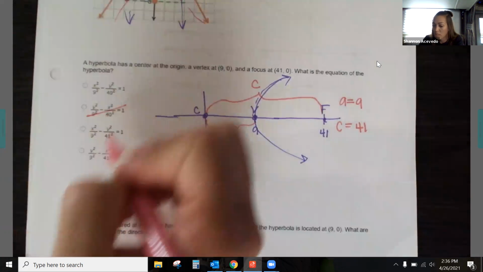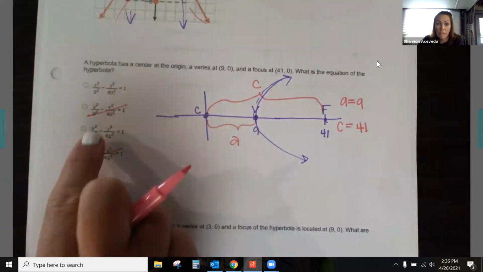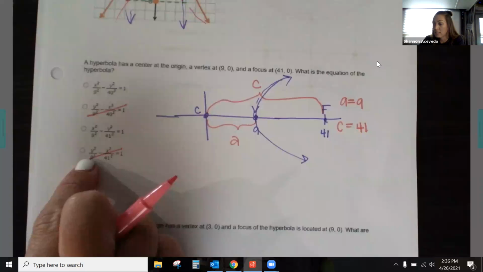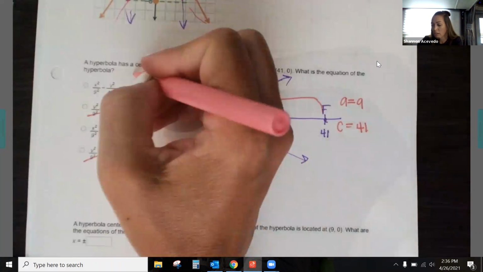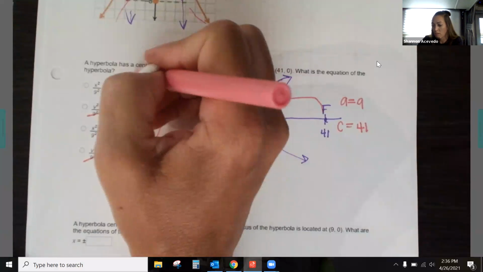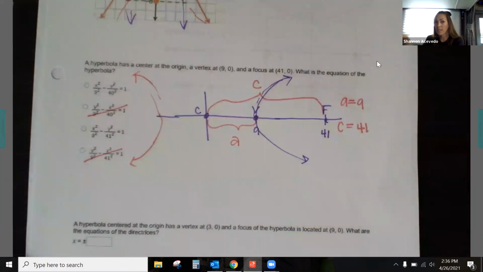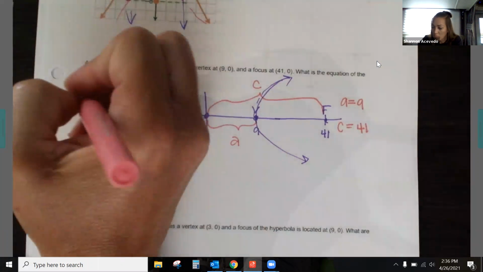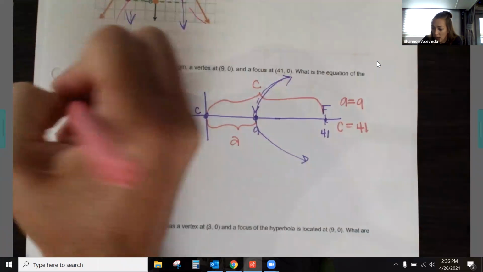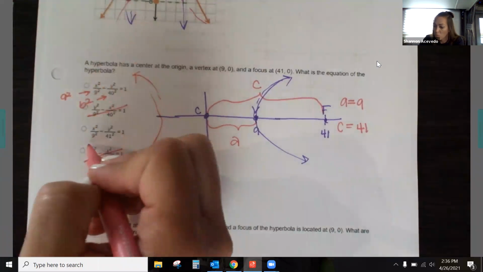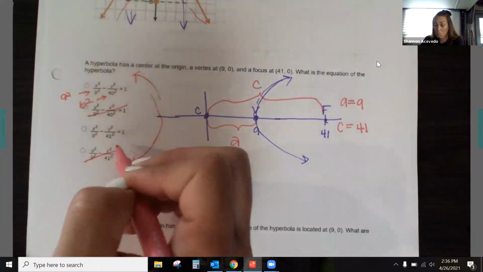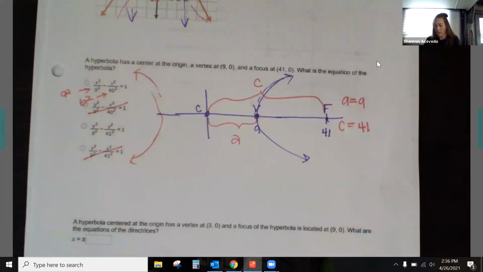So it can't be this one or this one. That X value has to be first versus the Y because it's opening left and right. We'll have a parabola, an ellipse over here, sorry, parabola over here as well. So they're left and right, X-axis is left and right. So the values that I need to figure out are what is my A squared and what is that B squared. Those are the two things that we need to figure out, which one of these is it going to be. So how do I figure that out?